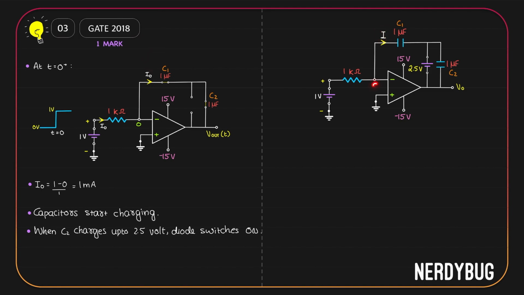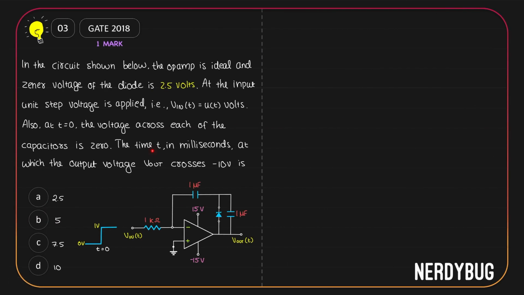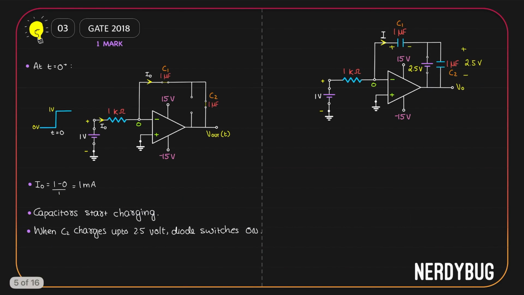Again, at this point we have 0 volt. Current flowed in this direction so that C2 could be charged. That means C2 has positive potential here and negative potential here. Again, since C2 is shorted by 2.5 volt, potential across C2 will be 2.5 volt. For C1 also, since current flowed in this direction, it will have positive potential here and negative here. Now, according to the question, we have to find the time t at which the output voltage becomes minus 10 volt. That is, over here we should get minus 10 volt.